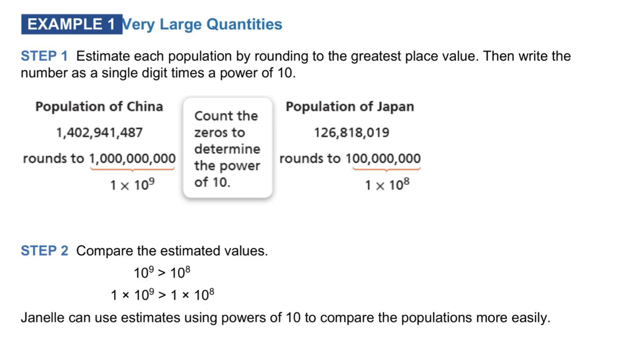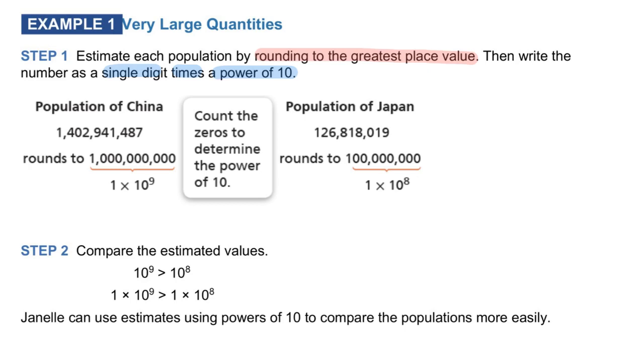Since we're just starting with scientific notation, we're going to learn how to write it and how to estimate with it. So example number 1 is showing us that when you want to estimate a very large quantity, you're going to start by rounding to the greatest place value. Then the format is a single digit times a power of 10. So there are 3 parts to scientific notation: a single digit, a multiplication sign, and a power of 10.